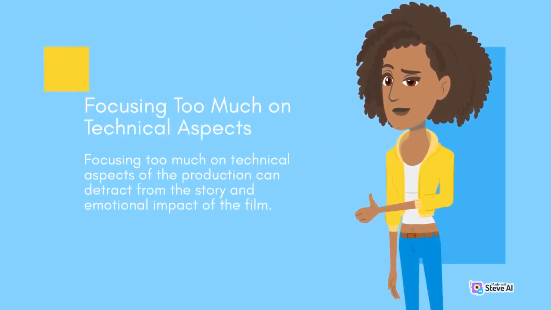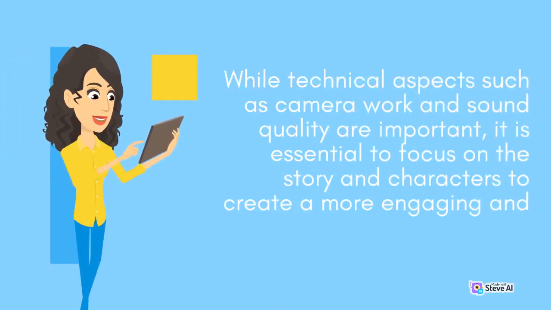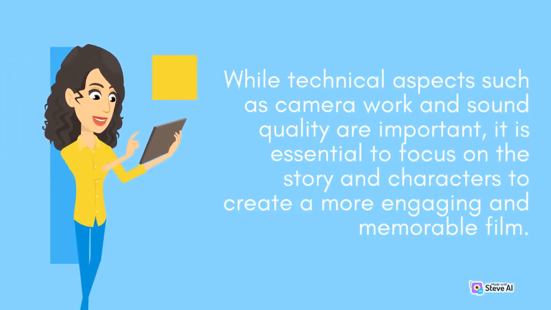Focusing too much on technical aspects. Focusing too much on technical aspects of the production can detract from the story and emotional impact of the film. While technical aspects such as camera work and sound quality are important, it is essential to focus on the story and characters to create a more engaging and memorable film.